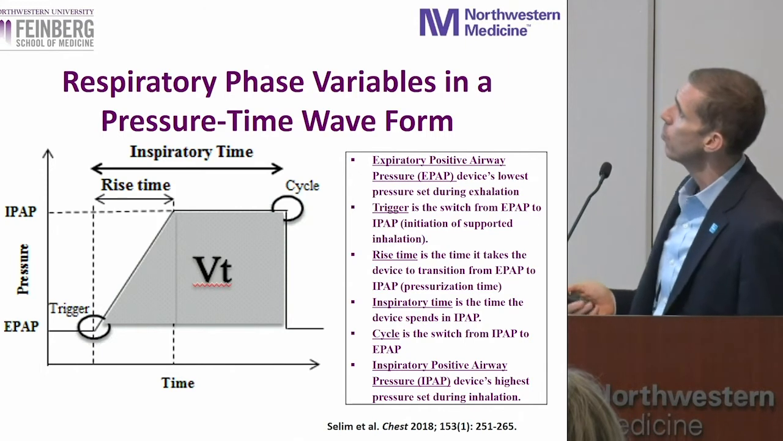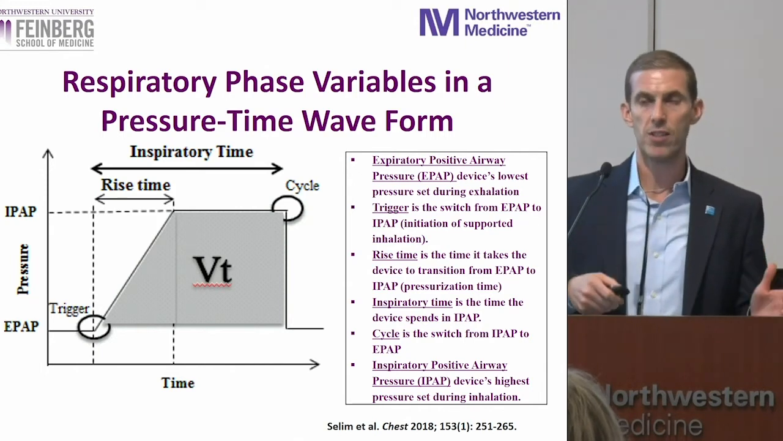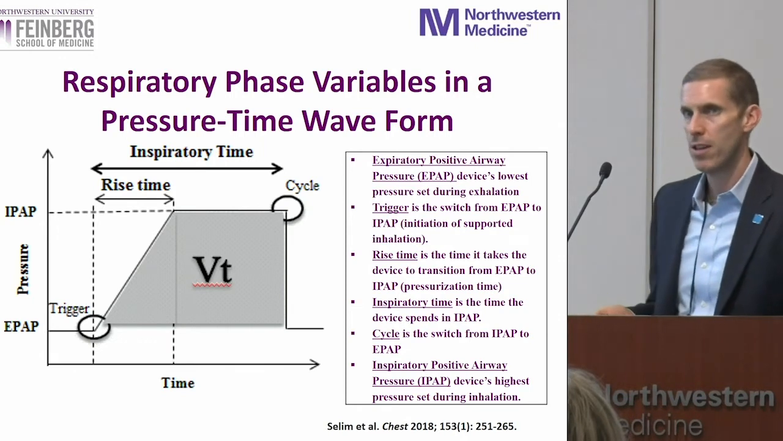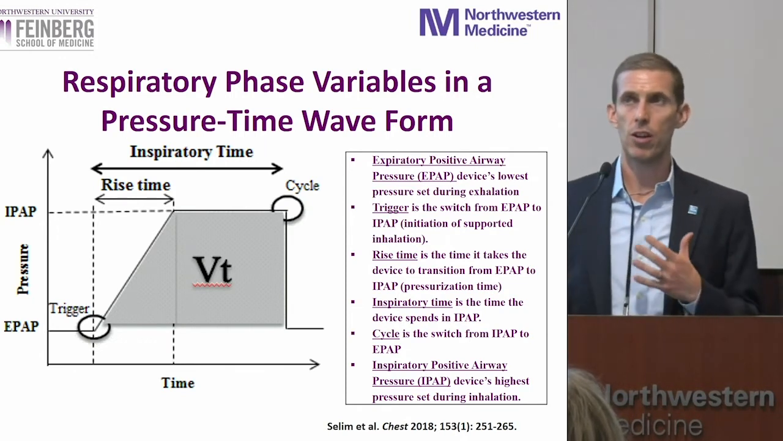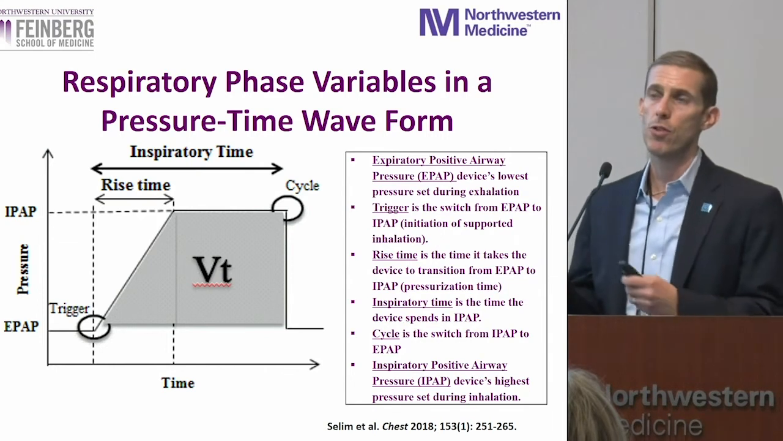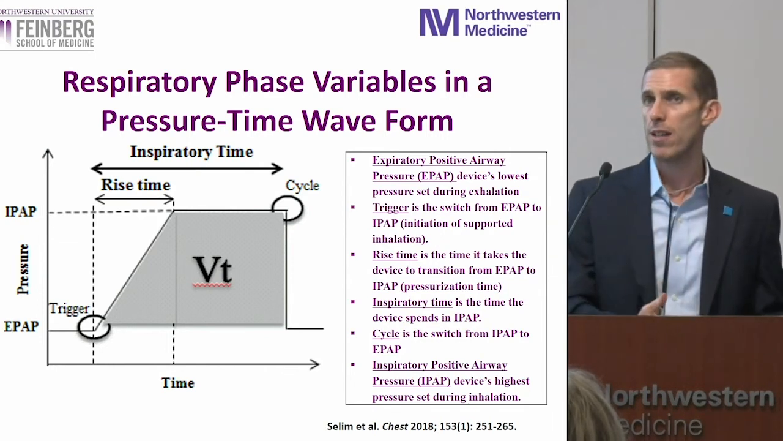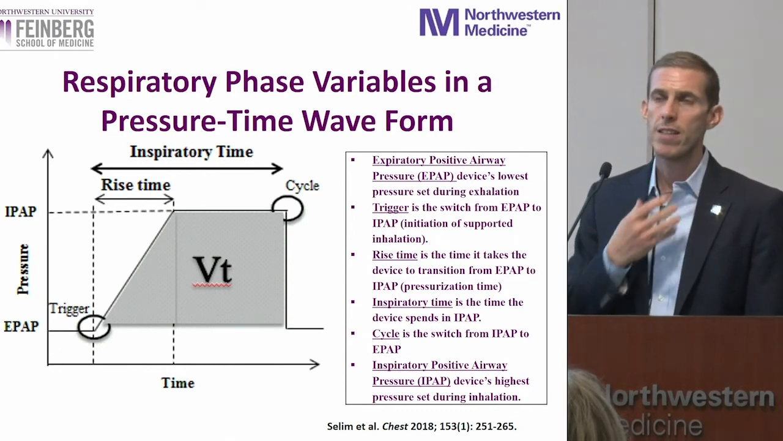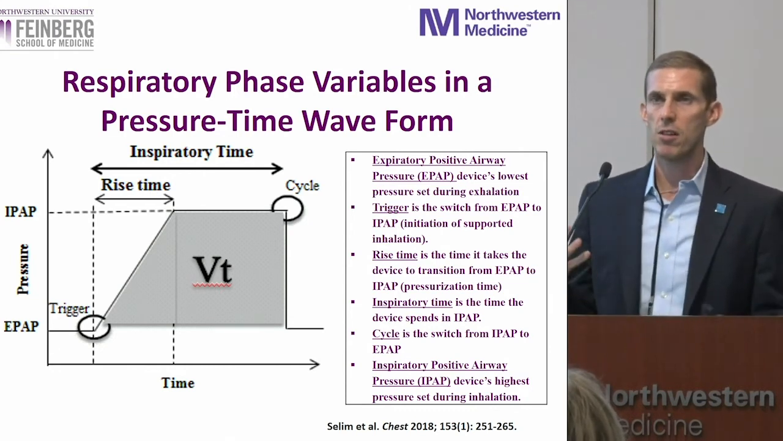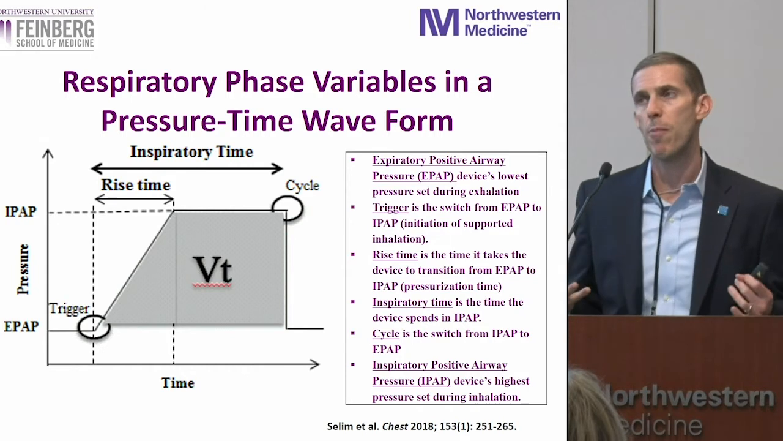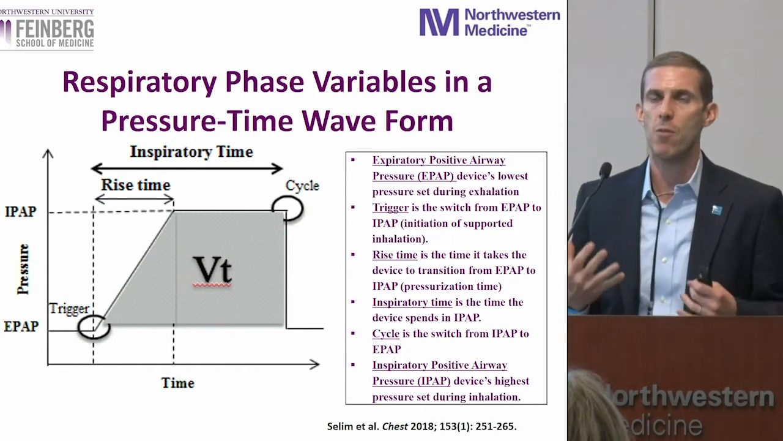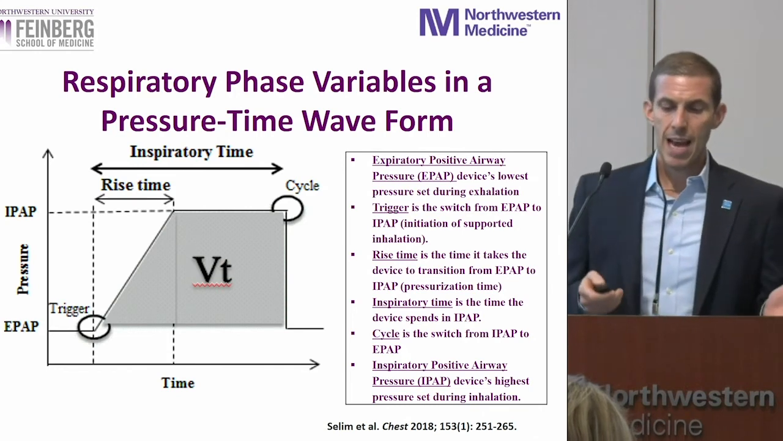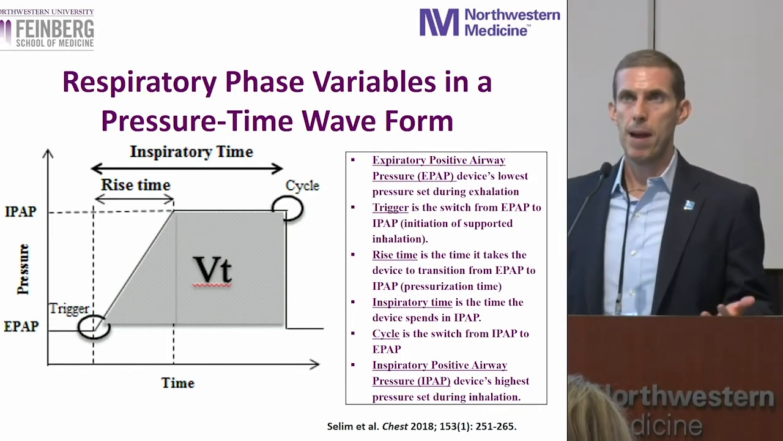The rise time is the time it takes for the device to transition from the EPAP to the IPAP. How fast does the air come at the patient, right? That's going to come into effect when you're talking about spinal onset versus bulbar onset. If someone has bulbar weakness, a lot of laxity of their oropharynx, giving them air really fast is going to almost cause some spasticity of their upper airway and make them feel like they're suffocating when they get it. Inspiratory time is the time the device spends during IPAP.